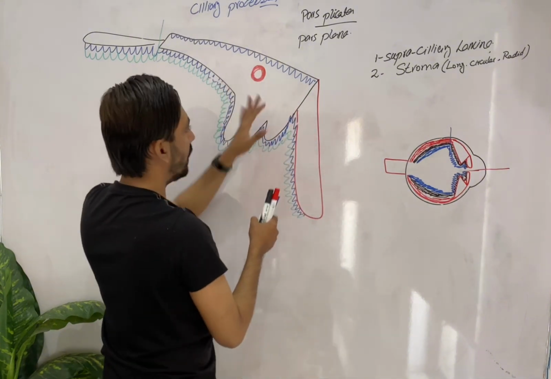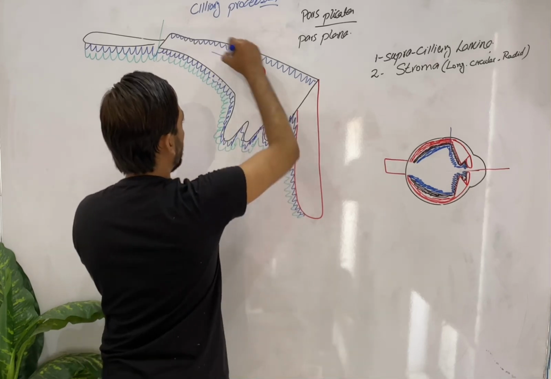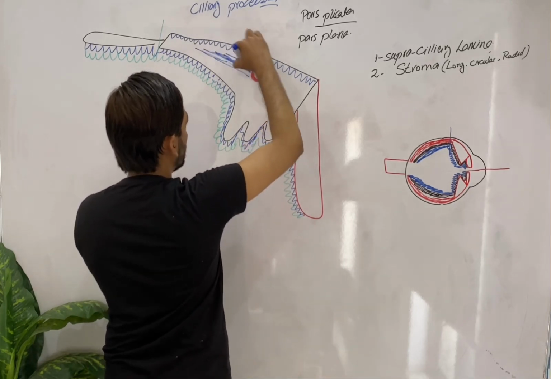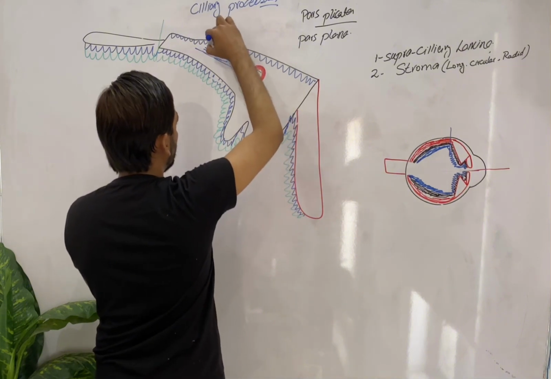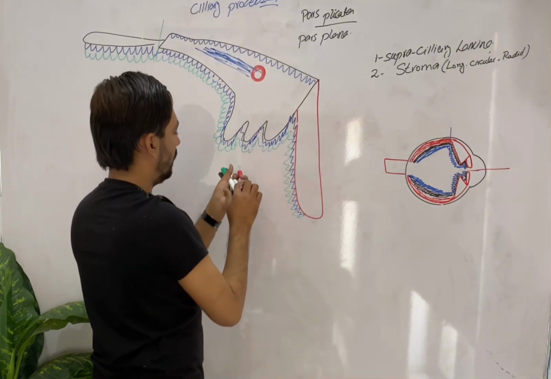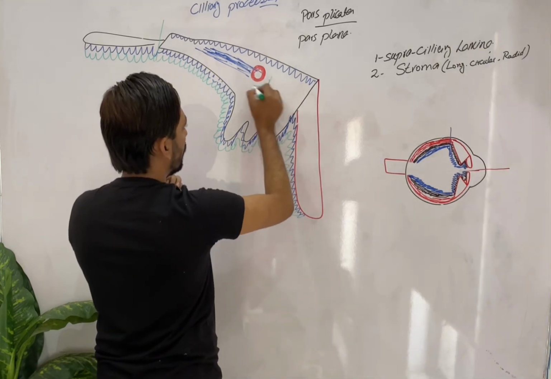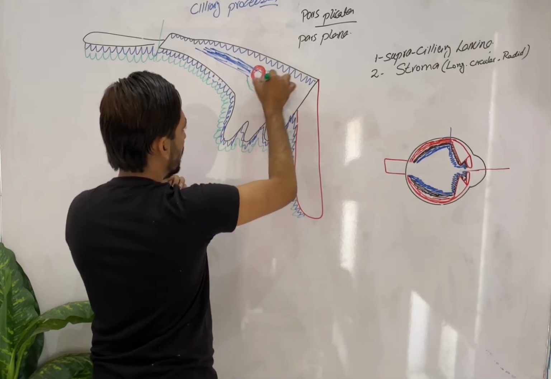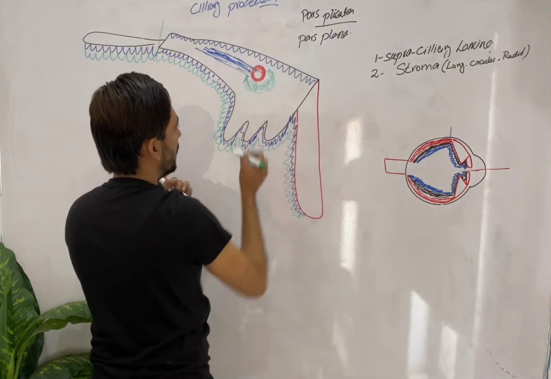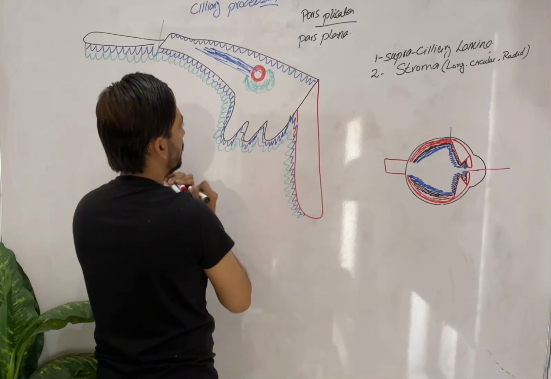So the ciliary muscle has the longitudinal fibers first. So these are the longitudinal fibers. These blue ones are longitudinal. And I'm going to draw the circular fibers. These are circular fibers of the ciliaris muscle. And in the black marker, these are radial muscles.